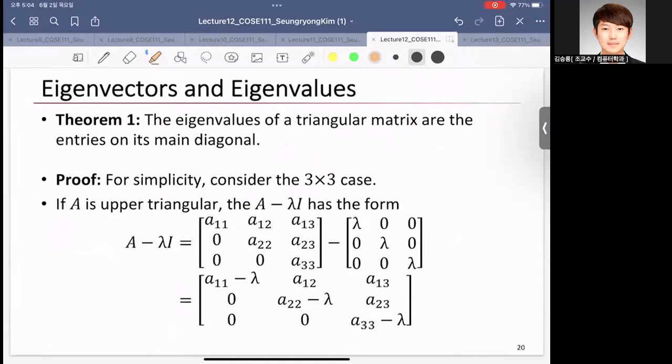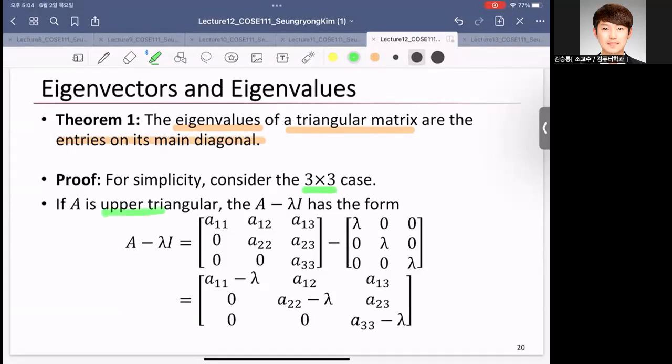Today, we will see a few more concepts and properties of eigenvectors and eigenvalues. First of all, the eigenvalues of a triangular matrix are the entries on its main diagonal. If you have an arbitrary square matrix, you have to do some calculation to find the eigenvalues. But if your matrix is triangular, the eigenvalues are just its main diagonal entries. Here's the proof. For simplicity, consider the 3x3 case.